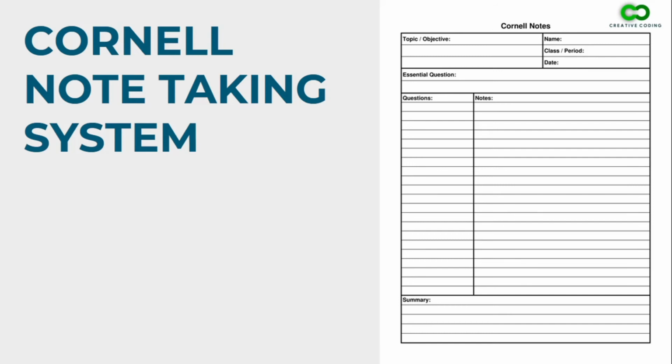In this method, we divide the page into 4 or 5 parts. The name and class section is not so necessary. So, we first write the topic or objective of the note. Then we write the question that you think is the most important related to the topic. Then you have a column for other questions related to the topic if you have any.